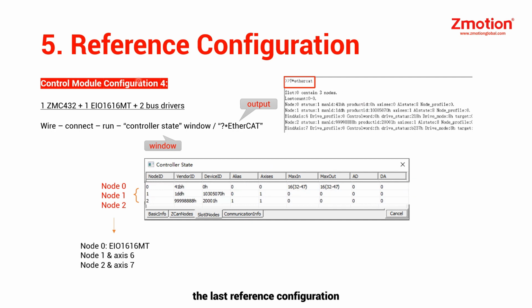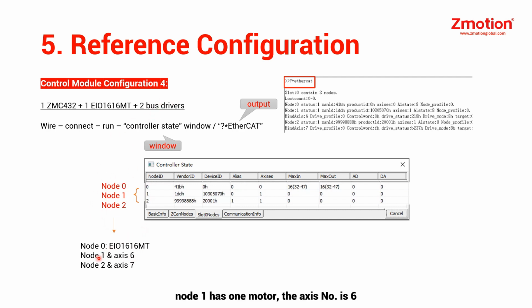The last reference configuration. ZMC controller, EIO1616MT expansion module, and 2 bus drivers. The first step is still the mapping. Here, IO mapping and axis mapping are needed. Now 3 nodes are scanned. Node 0 is the IO expansion module, EIO1616MT. Node 1 and Node 2 are bus drivers.